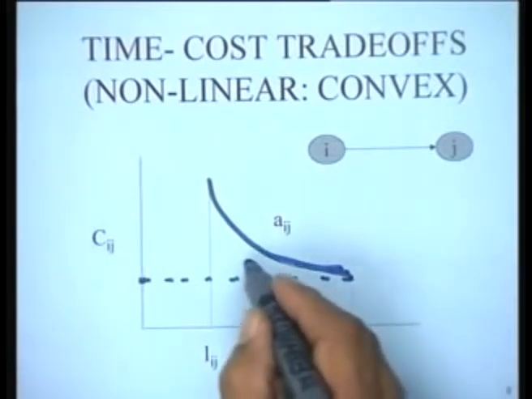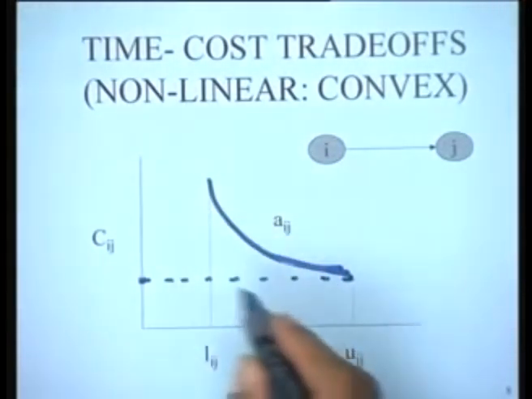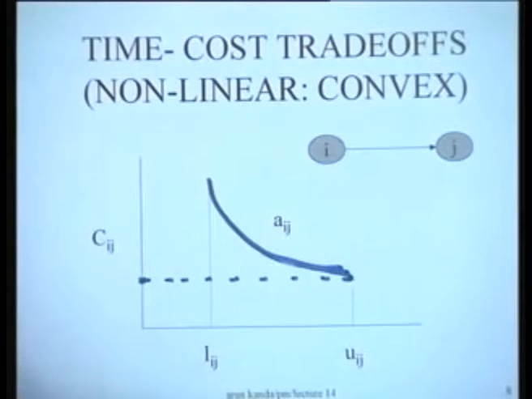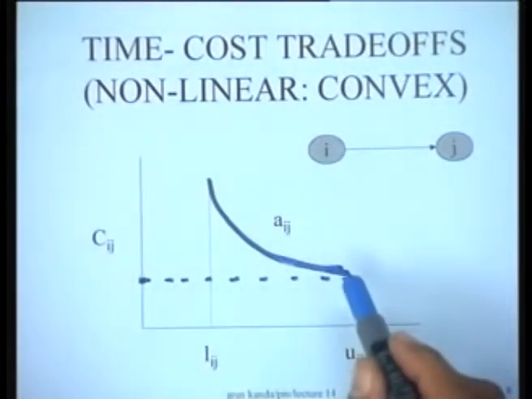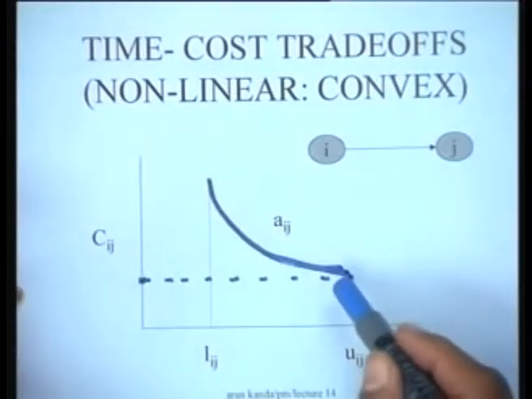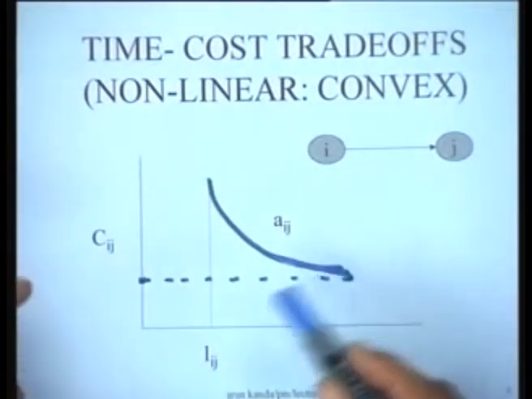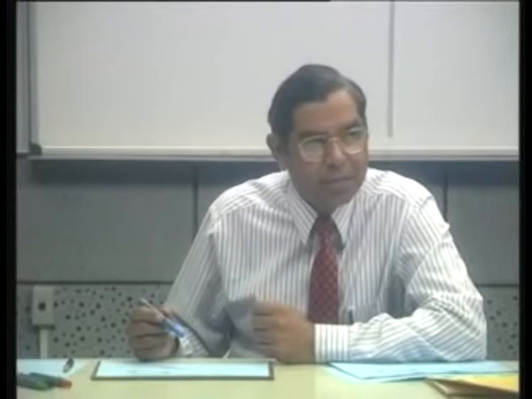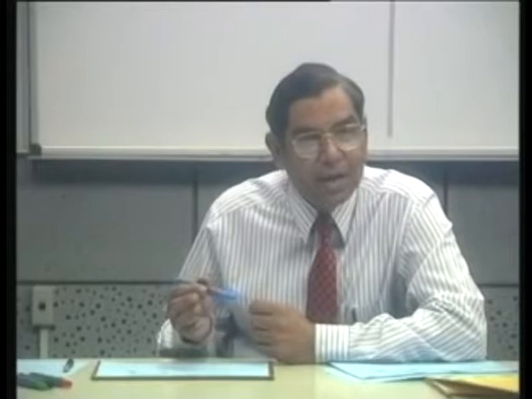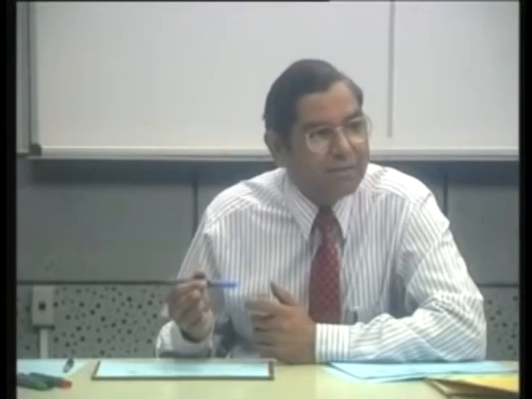As the activity is crashed more and more, it becomes increasingly more costly or more difficult to crash the activity. This kind of behavior is typically found in most activities which you want to crash. For instance, if some particular activity takes 15 days, trying to reduce its duration to 14 days might be easy, people would not even notice what's happening. If you reduce it to maybe 12 days, people would start noticing.